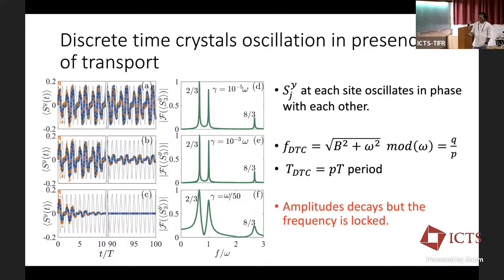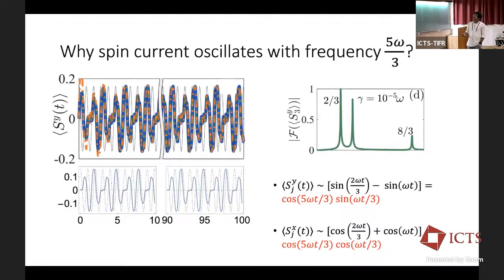Now let me connect why I have a 5/3 in the current and 2/3 in the time crystal. To connect that, I look at the Fourier transform, and I see there is a component at 2/3, and there is a component at omega. So clearly, this combination is drawn here. These two match with each other. This is my analytical form here, and this is what I get from numerics. As you can see, the SY has a 5/3 omega component and times sine of omega t. Similarly, I can have an SX, which also has a 5/3 omega component and omega t by 3.